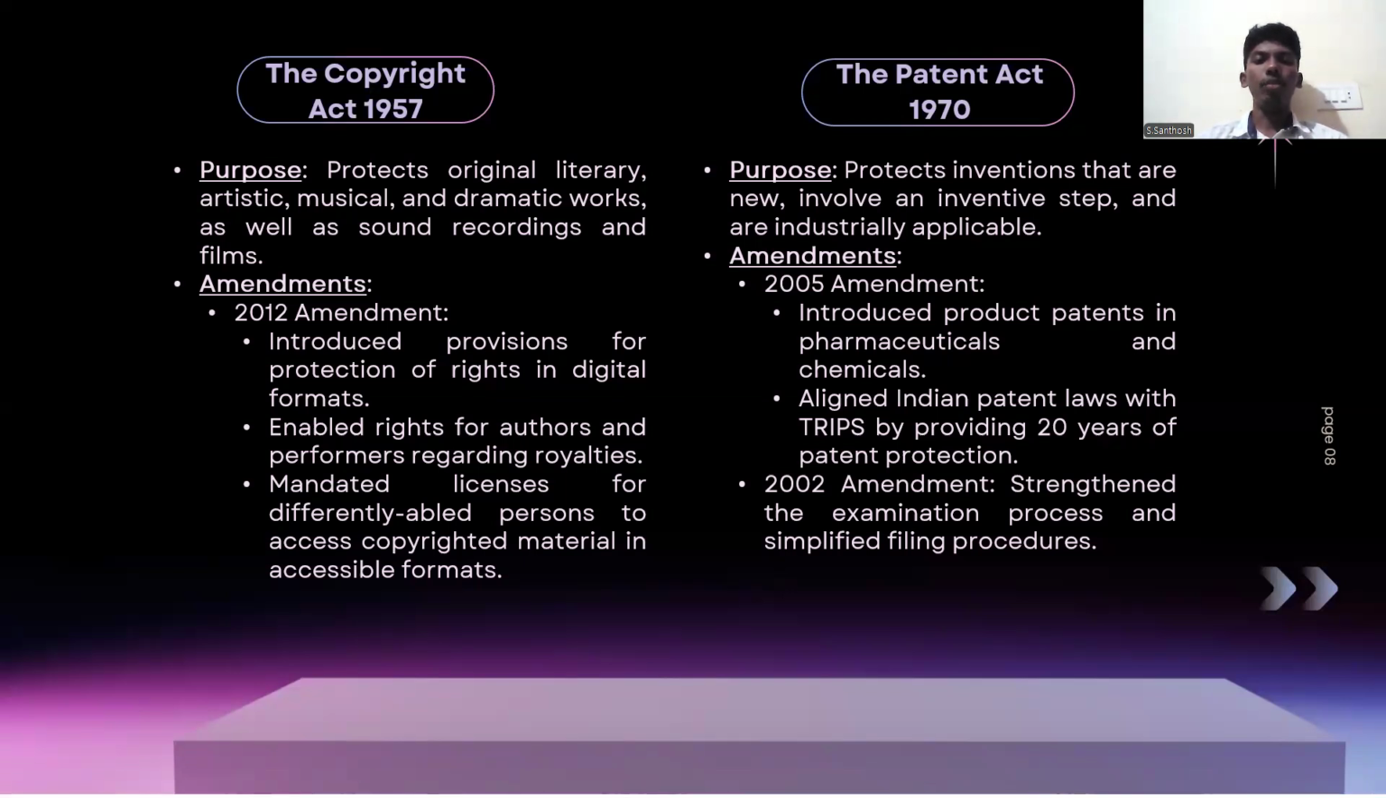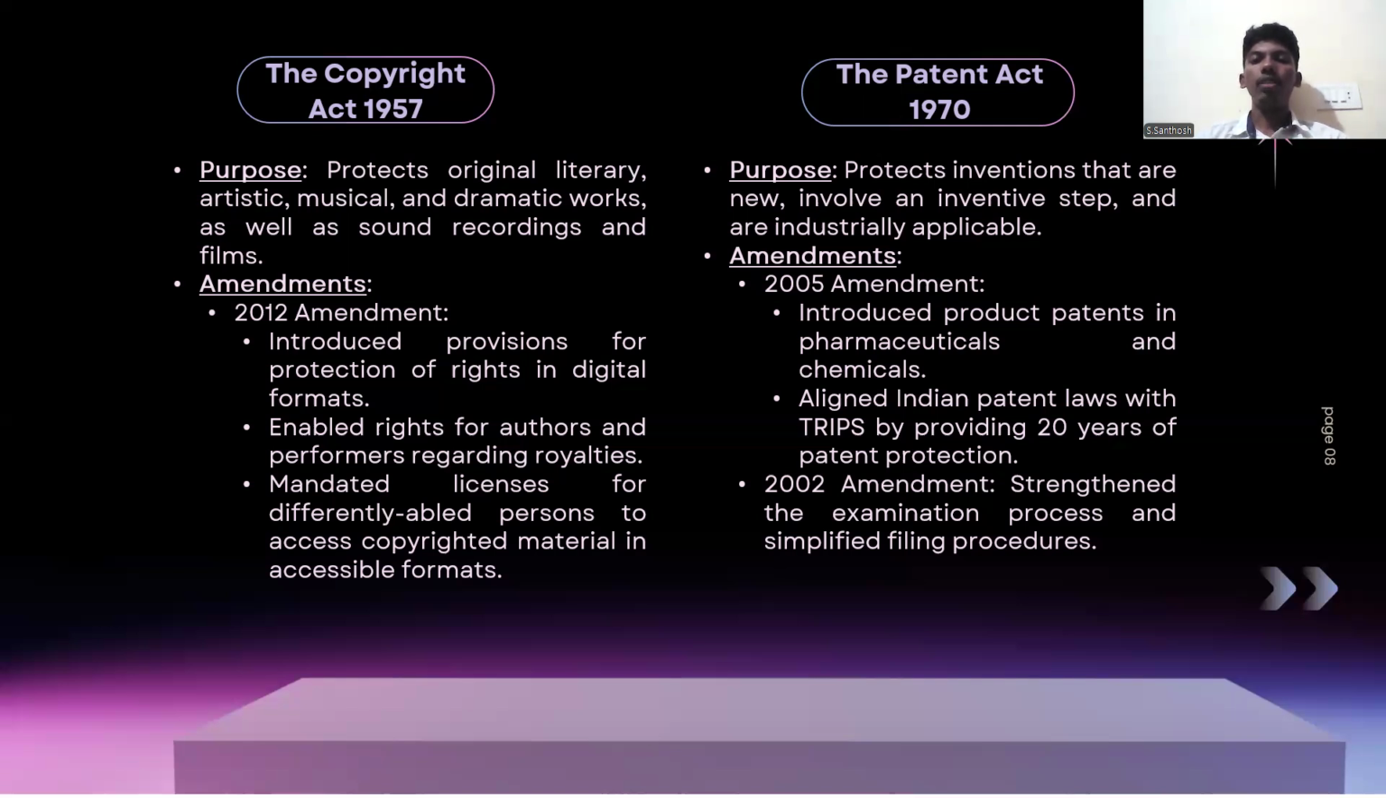The first one is the Copyright Act of 1957. The purpose of this act was to protect original literary sources, artistic materials, music, and dramatic works, as well as sound recordings and films. And the amendment done to this was in 2012. It introduced provisions for protection of rights in digital formats. It enabled rights for authors and performers regarding royalties. And it also mandated licenses for differently abled persons to access copyrighted material in accessible format.